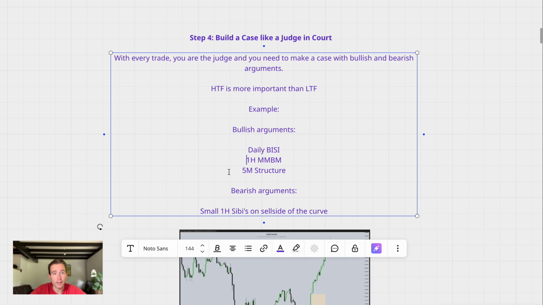Because maybe the bearish case is even more significant and you might have a short on your hands. And if you are longing against a very bearish case, that's not a nice idea because you want price to go up very cleanly if you're long. But let's say the bearish arguments are very small. You have a small 1-hour CBs on the sell side of the curve, then you don't have a lot of bearish arguments against your position.